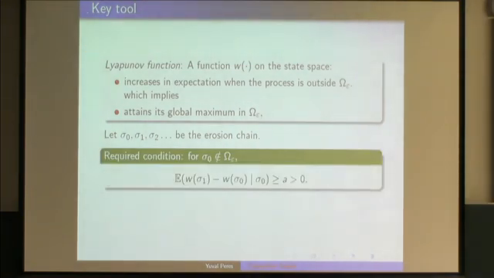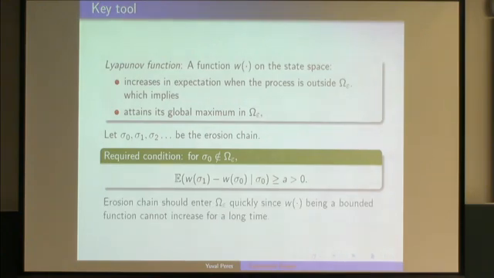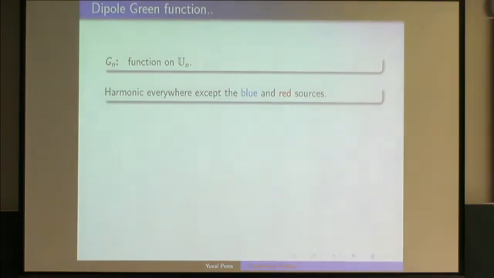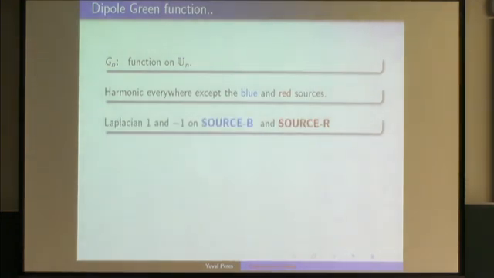So the key thing we need to start with is to find a function, as I said, with this growth. If we start in sigma 0, which is outside omega epsilon, we want this function to grow. On the other hand, it will be bounded, so this will force convergence to omega epsilon. And the basis of this will be to build the Lyapunov function. We'll use the dipole green function.